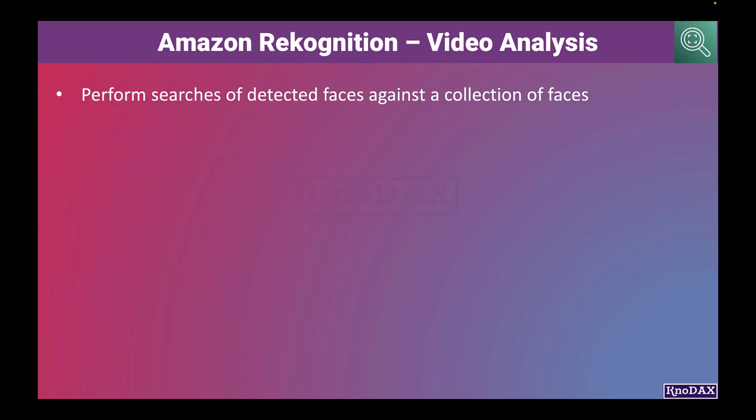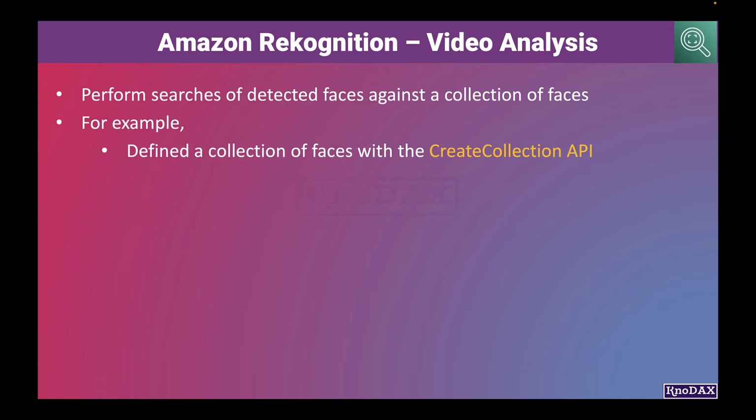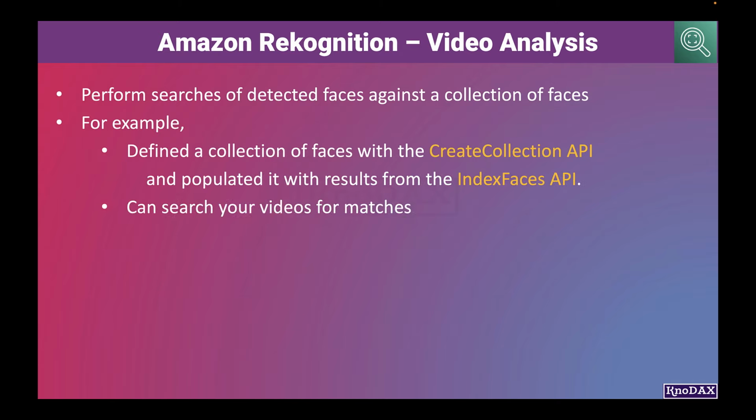Rekognition also allows you to perform searches of detected faces against a collection of faces you've previously defined. For example, suppose you have defined a collection of faces with the Create Collection API and populated it with results from the Index Faces API. In that case, Rekognition can search your videos for matches against the collection using the Face Search APIs.